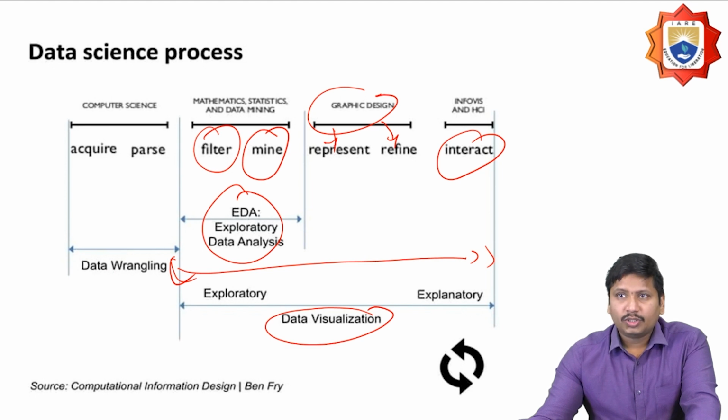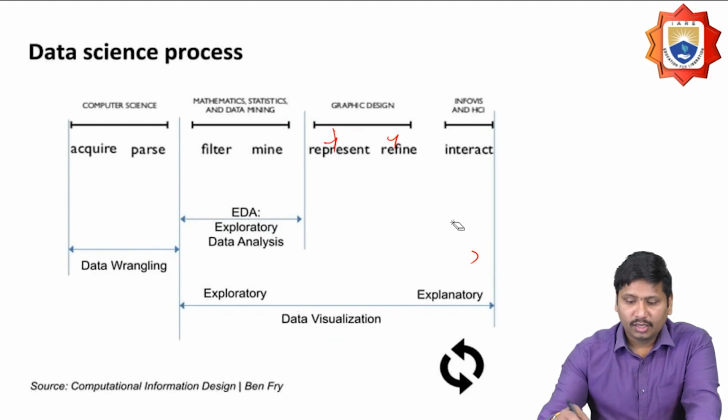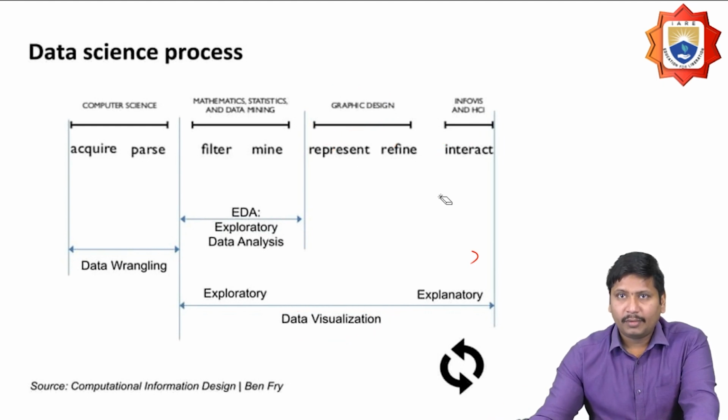So the data science process has different phases. The very first thing is to acquire and parse the data, which is mainly done by computer science. For filtering and mining we make use of mathematics, statistics, and data mining. For graphic design we have to represent and refine it, and we have to make it interactive. Finally, the combination of all these phases is treated as data science.